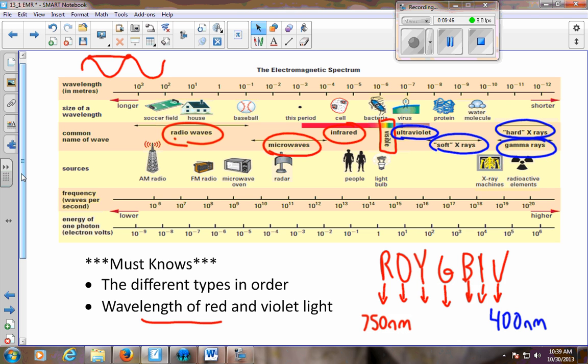So this is what I need you to know. I need you to know all the different types in order: radio, micro, infrared, visible, ultraviolet, X-ray, gamma ray. You need to know those in order, and know that radio has the long wavelengths and gamma rays have the short wavelengths. And I need you to remember red and violet and their wavelengths.